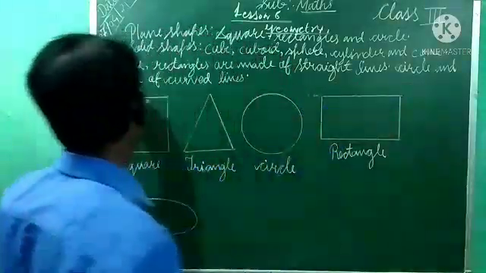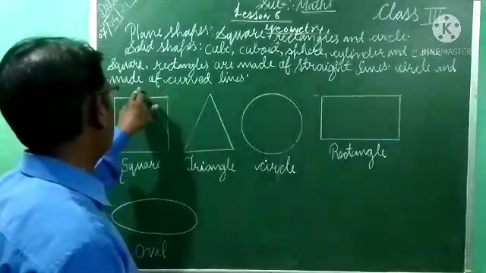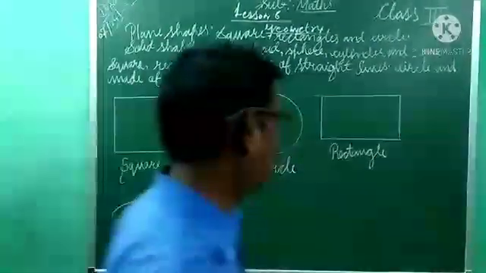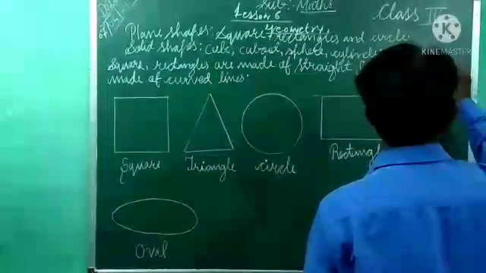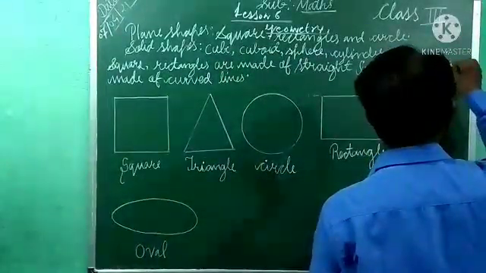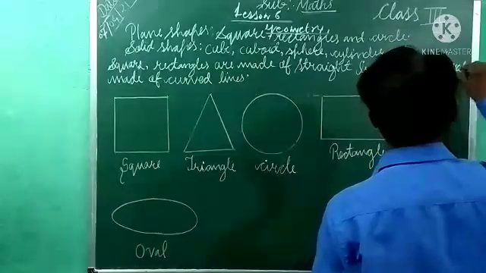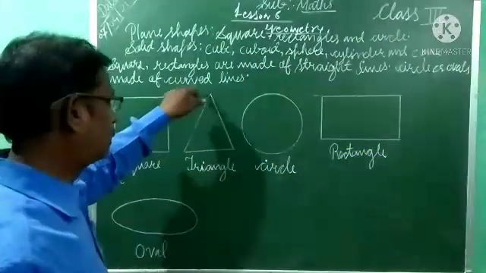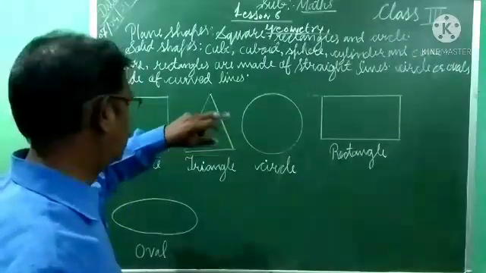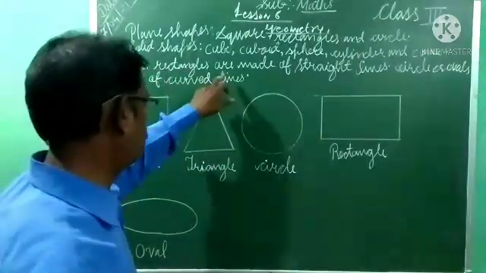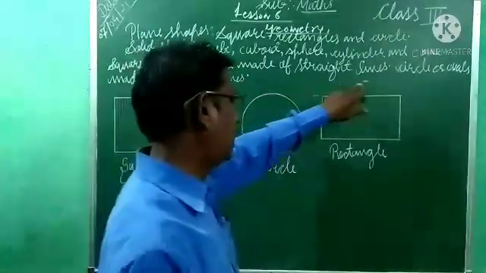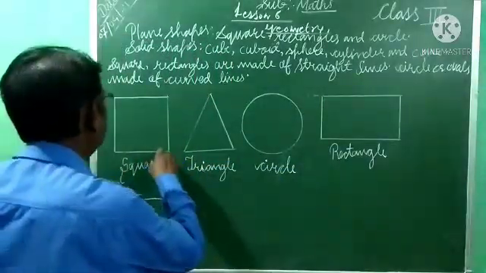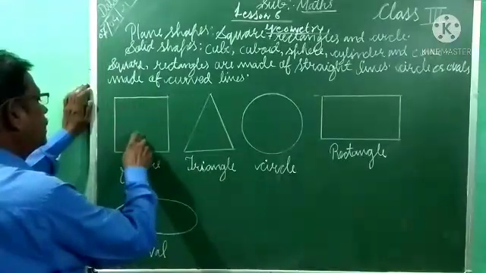Circle and ovals are made up of curved lines. Ovals we can write here. Ovals are made up of what? Curved line. So keep in mind, square, rectangle and triangle are made up of straight lines, and circle or ovals are made up of what? Curved line.